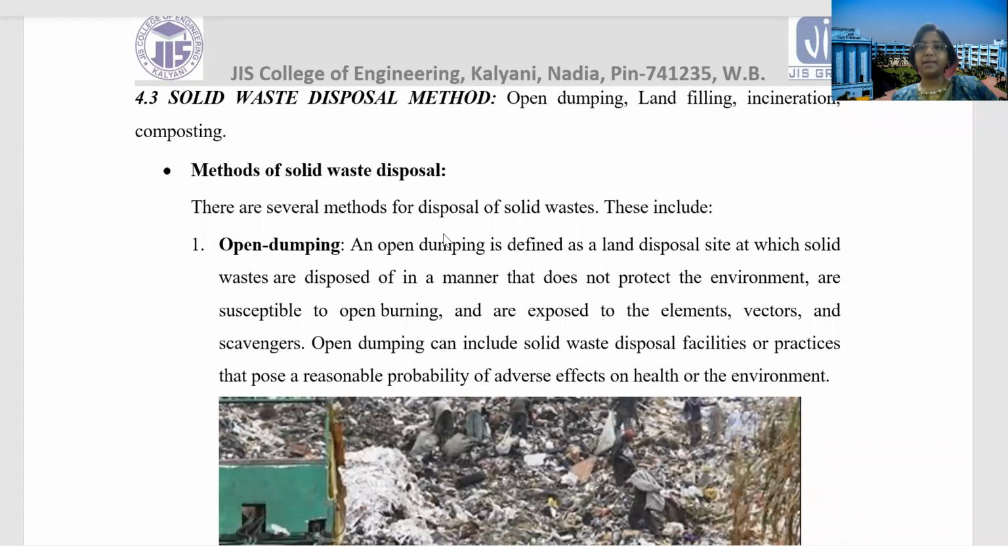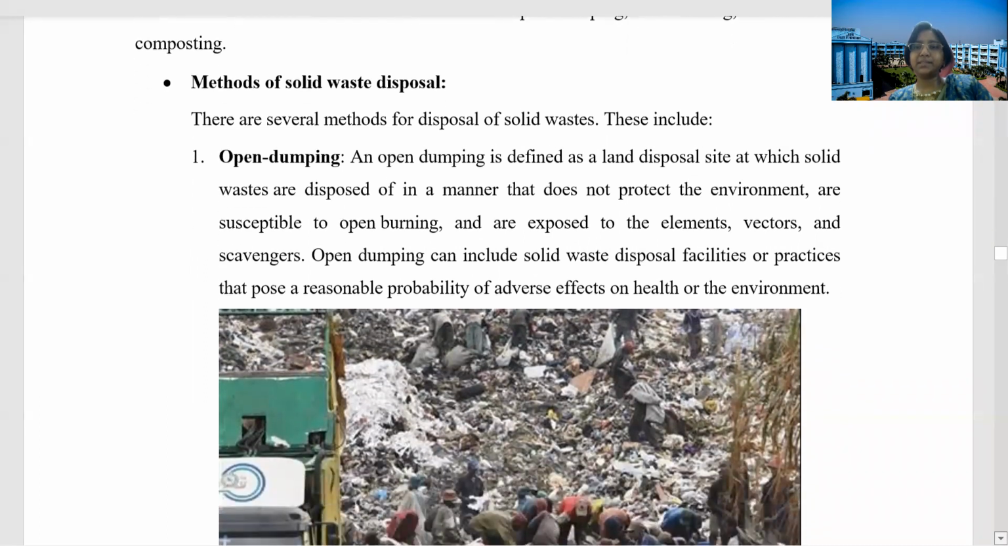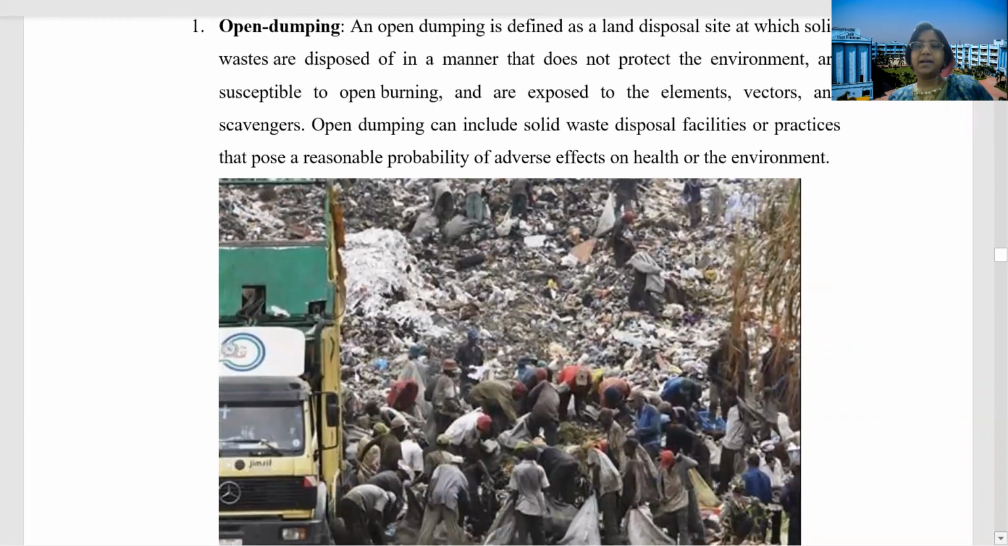So first is open dumping. What is open dumping? We choose a low-lying area, a disposal site, and all the waste materials are dumped there. It remains open. As you can see in this picture, all the waste materials are dumped here. That is called open dumping. It does not protect the environment, because these materials are decomposed by microorganisms, so the place becomes very unhygienic. Mosquitoes and flies come here, and we get a very bad smell.